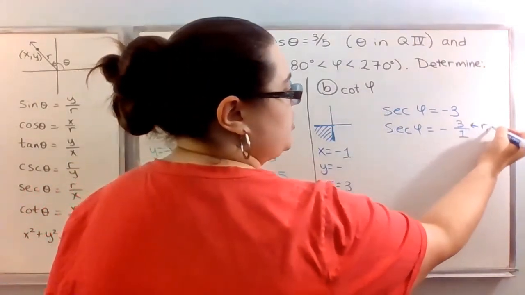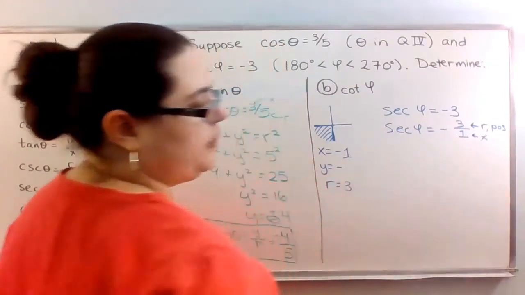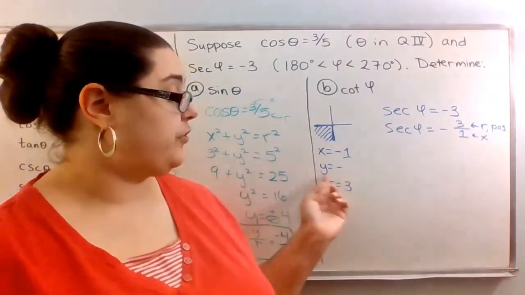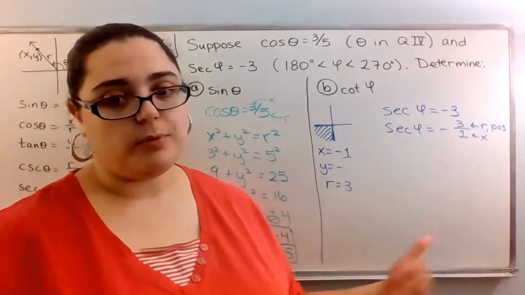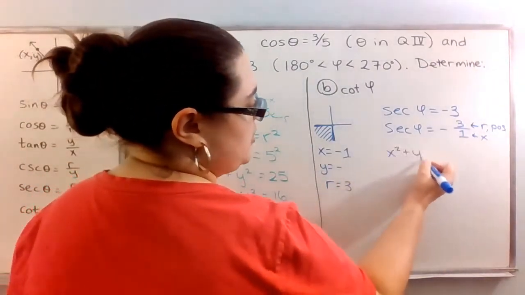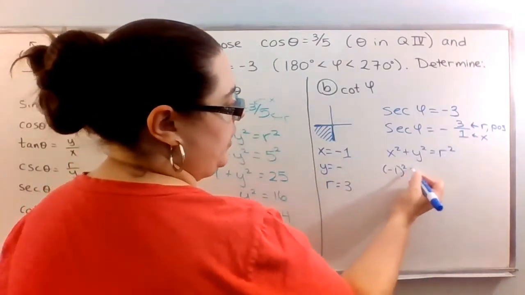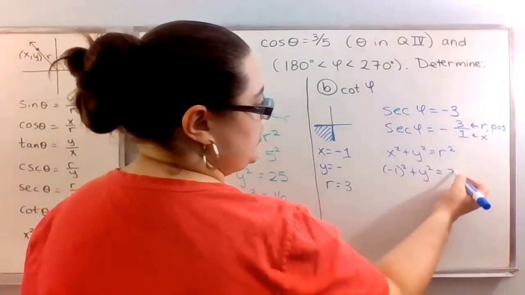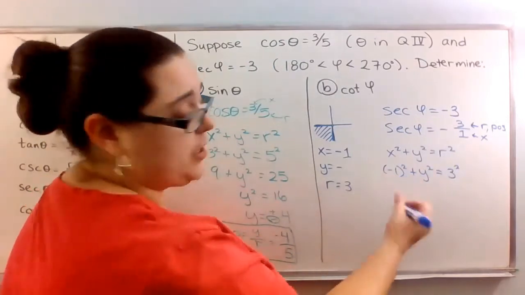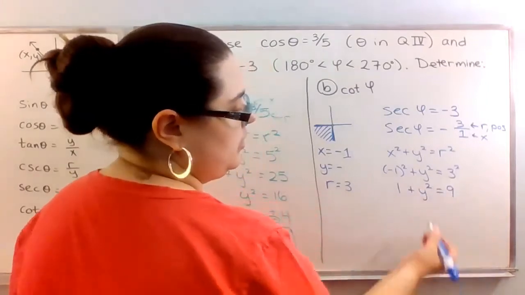So this is r, which is always positive. So that means this negative sign has to get matched with the x. Now we can find our value for y using x squared plus y squared is r squared. So same thing as before. X squared plus y squared is r squared. So I have -1 squared plus y squared is 3 squared. Remember, when you're squaring a negative, you get a positive. So we have 1 plus y squared is 9.